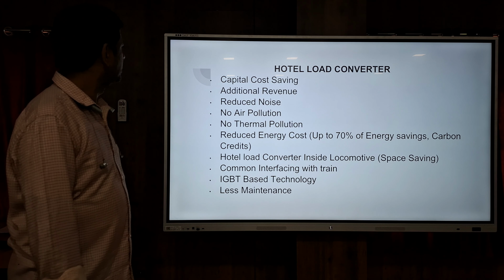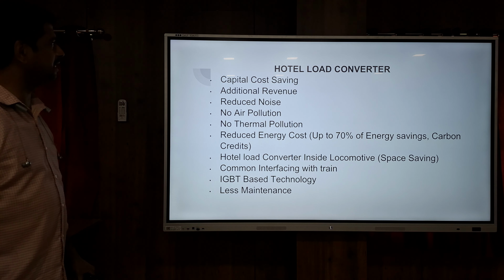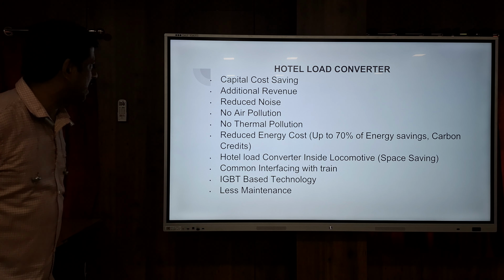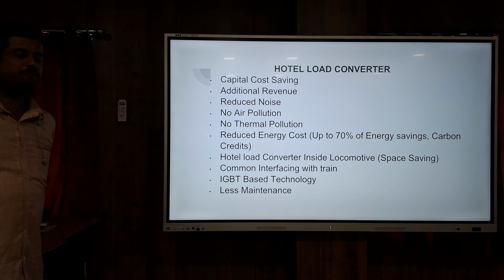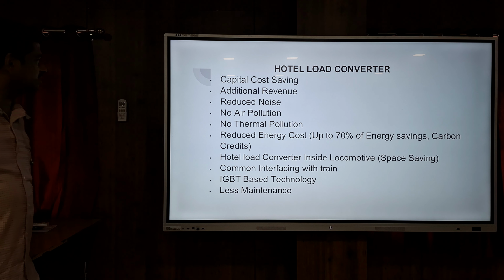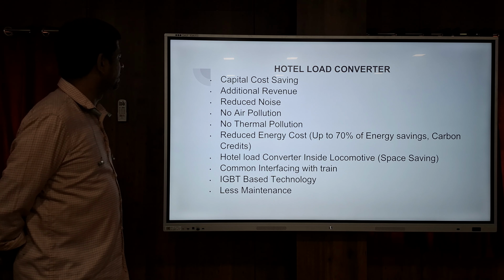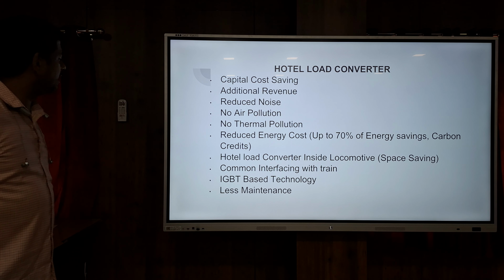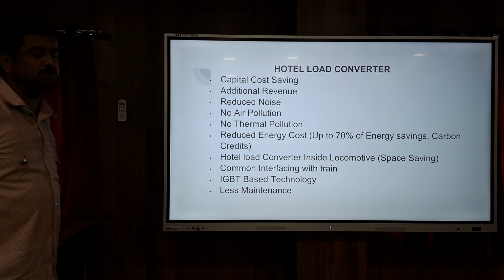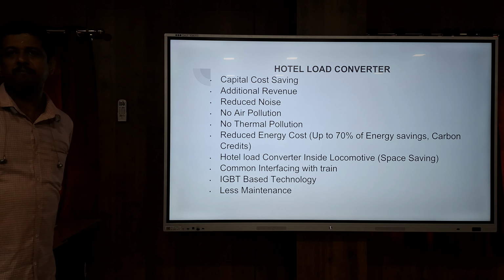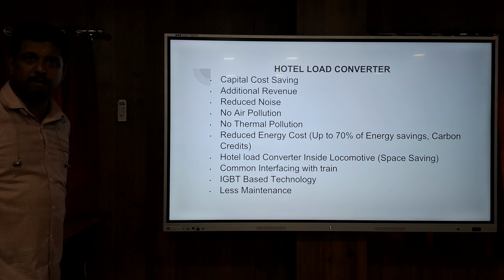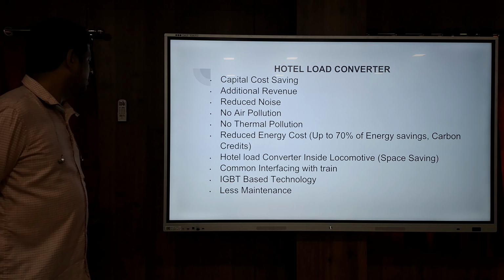Hotel load converter, this is again explained in detail. That is, hotel load converter saves capital cost, gives additional revenue because of additional coaches, reduced noise, no air pollution, no thermal pollution, reduced energy cost because there is no diesel fuel, and the hotel load converter is inside the locomotive so that there is no space requirement inside the LSLRD or power car or other coaches.